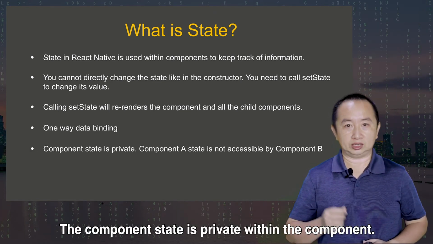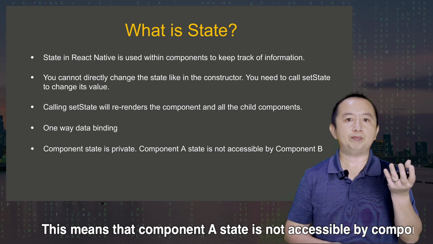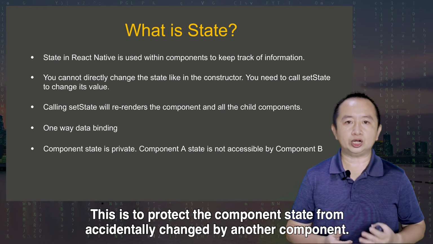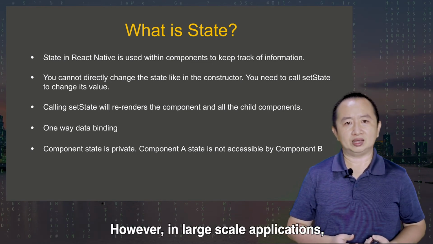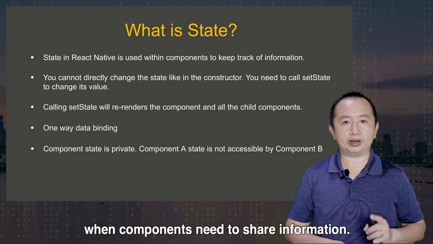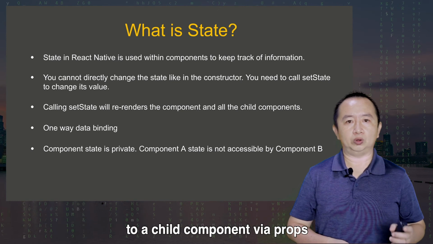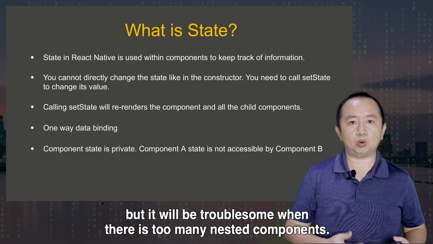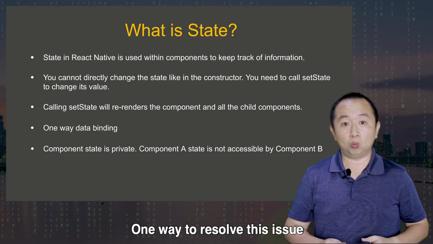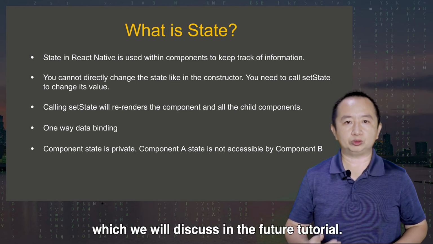The component state is private within the component. This means that component A's state is not accessible by component B. This is to protect the component state from being accidentally changed by another component. However, in a large-scale application, this is a major drawback when components need to share information. Even though you can pass the state to a child component via props, it will be troublesome when there are too many nested components. One way to resolve this issue is to use the Redux framework, which we will discuss in a future tutorial.